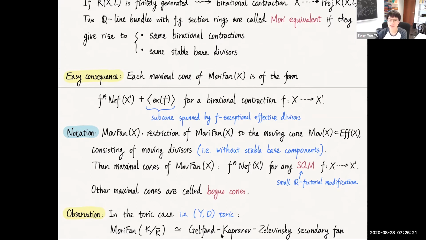The classical Gelfand-Kapranov-Zelevinsky construction has nothing to do with Mori geometry, birational geometry, or Berkovich geometry. It's a combinatorial construction. And if we apply it to the polytope associated to the toric variety, we get the same fan as what we explained above using Mori equivalence relations.